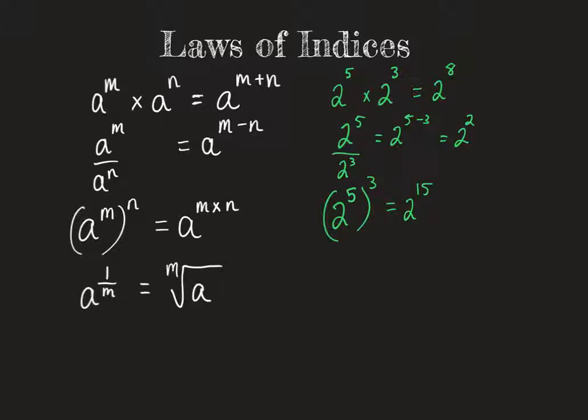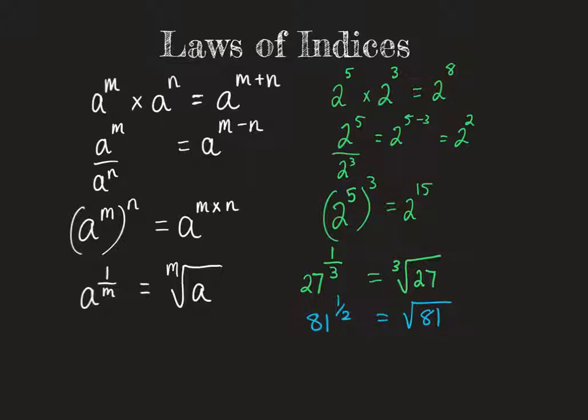Now this next law is the one that a lot of people mess up on, make mistakes with, but it's crucial to understanding your higher level algebra. And so we get a to the 1 over m is equal to the m-th root of a. Okay, and so this one we might need a bit more explaining. 27 to the power of a third is equal to the cube root of 27, right? So you want to be able to interchange back and forth between these two things. Another example would be 81 to the half, which is just the square root of 81.